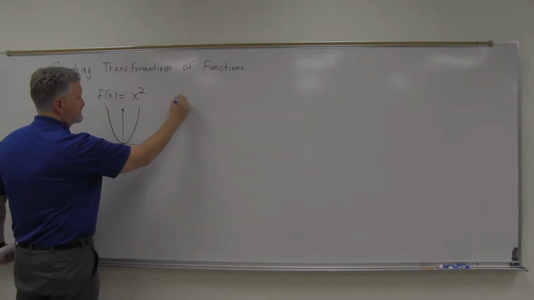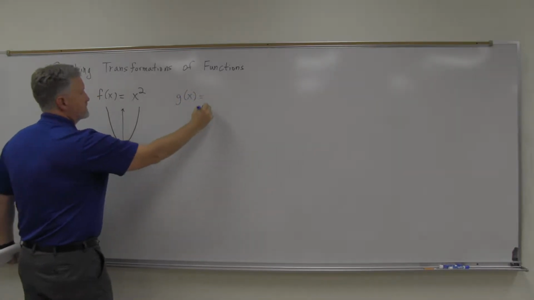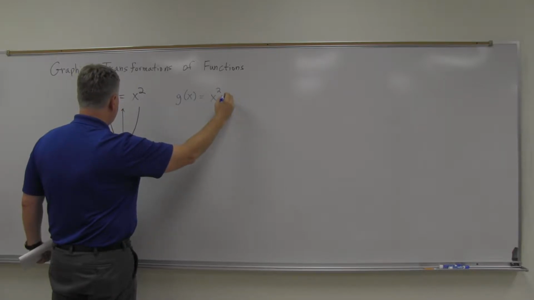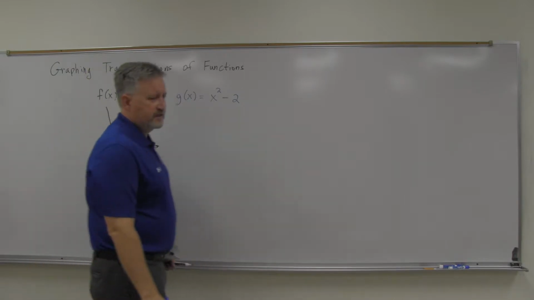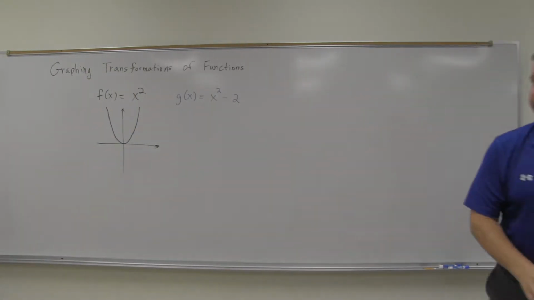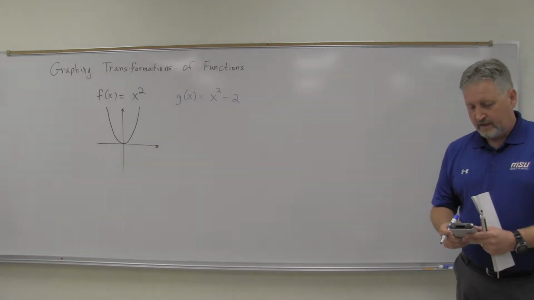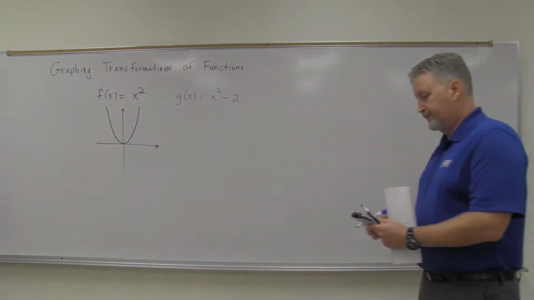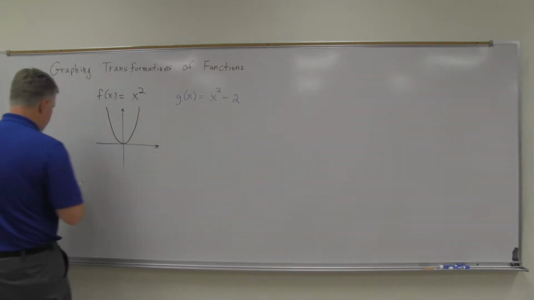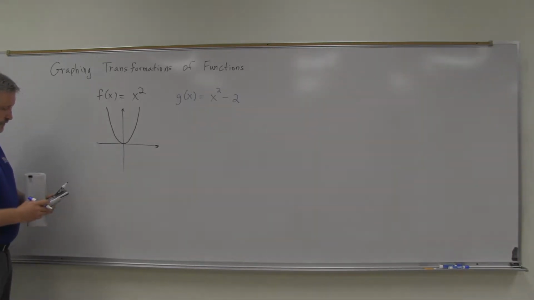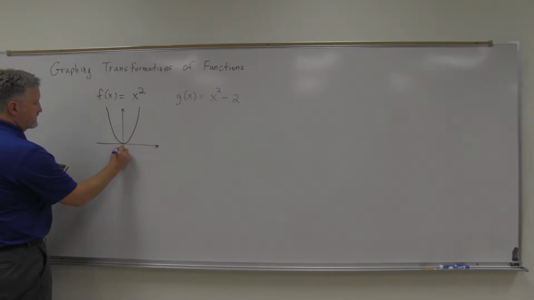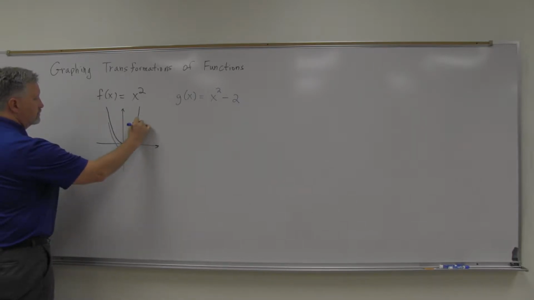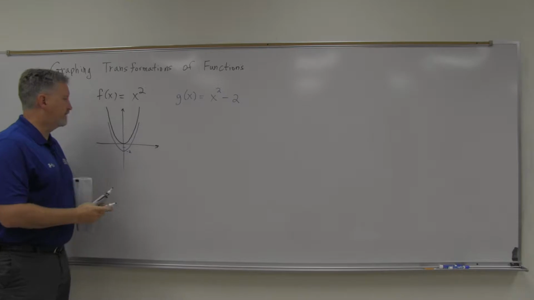So if I graph, let's call it g of x equals x squared minus 2. You may know what happens there, but let's just see. We've got x squared, and then we're going to do x squared minus 2. Turns out it's down here, at negative 2. The blue one is our x squared minus 2 graph.